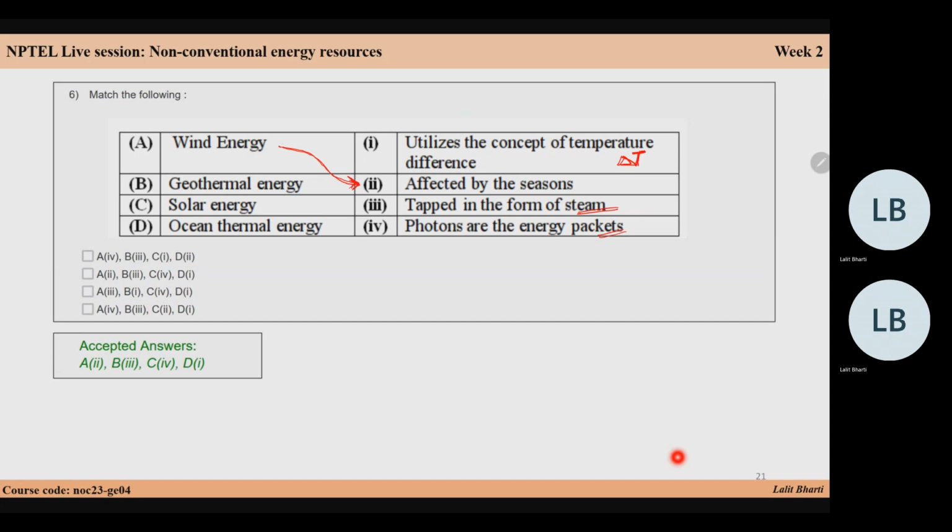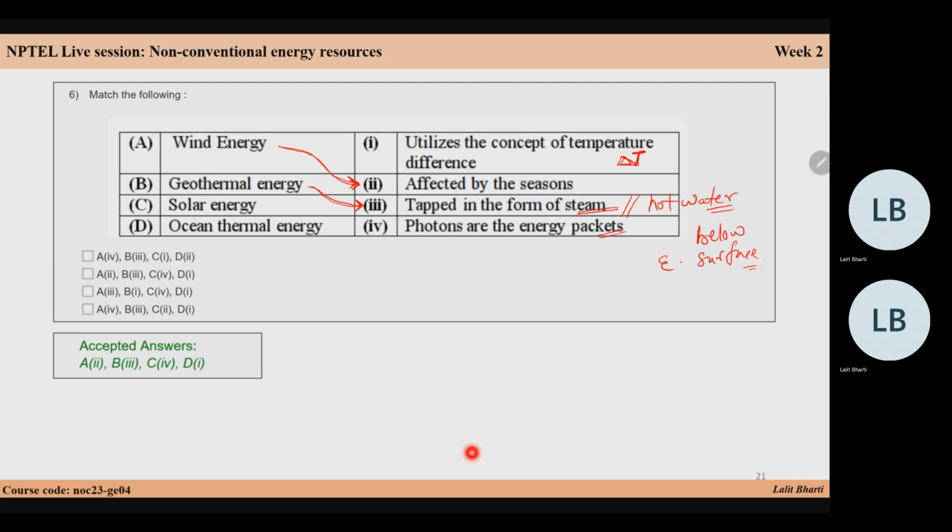And the option B, geothermal energy. So from these options, we can say geothermal energy is tapped in the form of steam. So these are steam, or we can also call it hot water, which is packed below the earth surface, that is used for geothermal energy production.